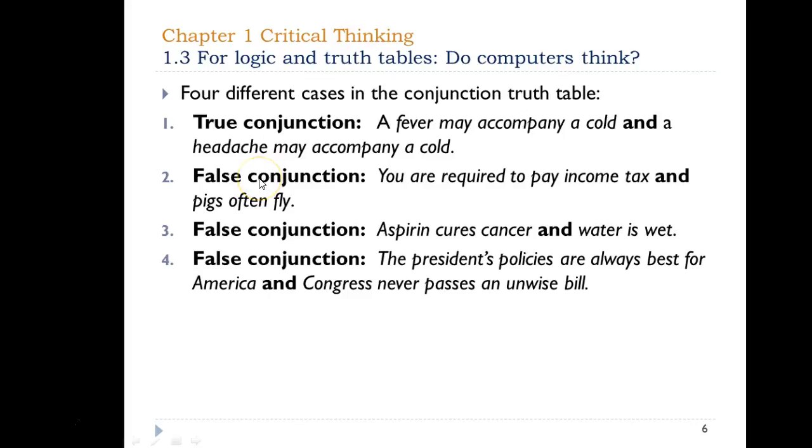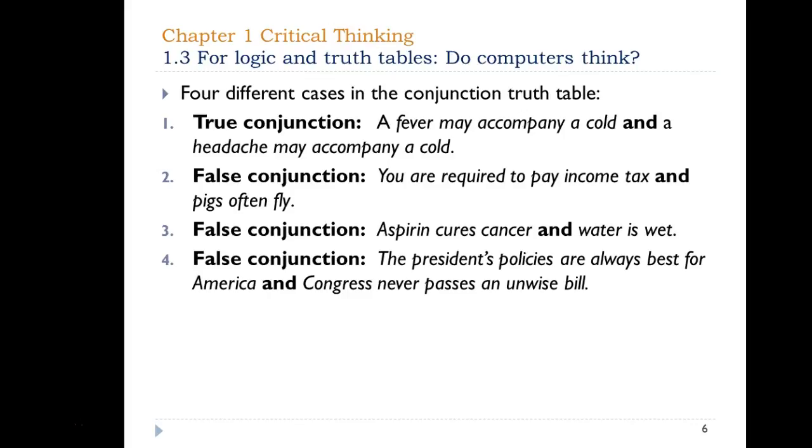A false conjunction: you're required to pay income tax, and pigs often fly. It is true that you are required to pay income tax. It is false that pigs often fly. The conjunction, therefore, is false. Another false conjunction: aspirin cures cancer, and water is wet. It is false that aspirin cures cancer, and it is true that water is wet.